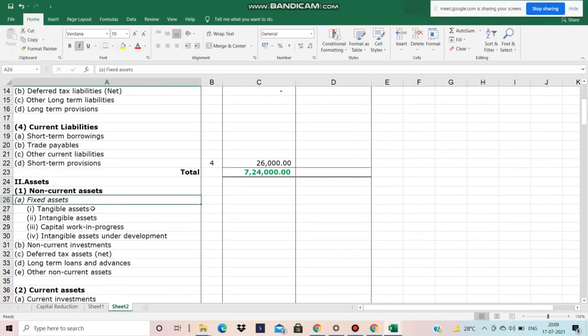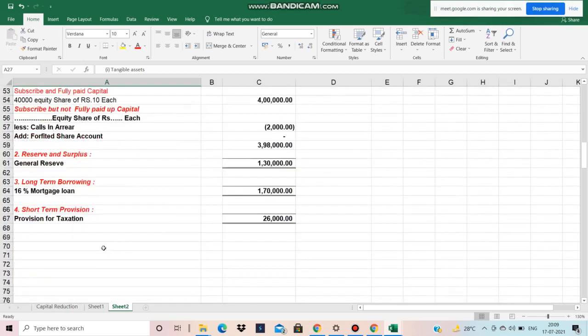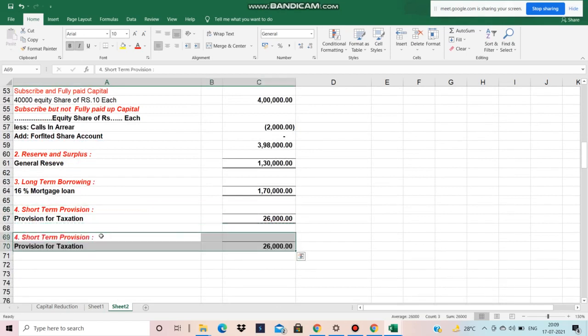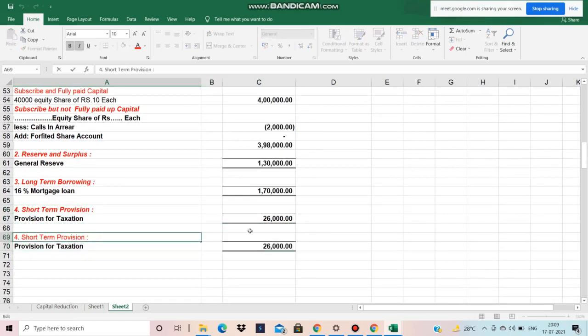In the asset side, fixed assets under the tangible assets. So under the tangible assets, we have to put plant and machinery, furniture, building, etc. Okay. So under the note number 5, you have to write tangible assets.